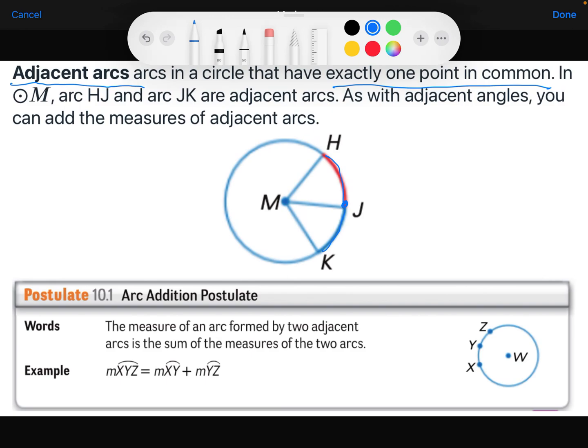As with adjacent angles, you can add the measures of adjacent arcs. When we add the measures of adjacent arcs, the sum gives us the bigger arc. So the arc formed by two adjacent arcs is the sum of the measures of the two smaller arcs. So XYZ would be the sum of XY and YZ.